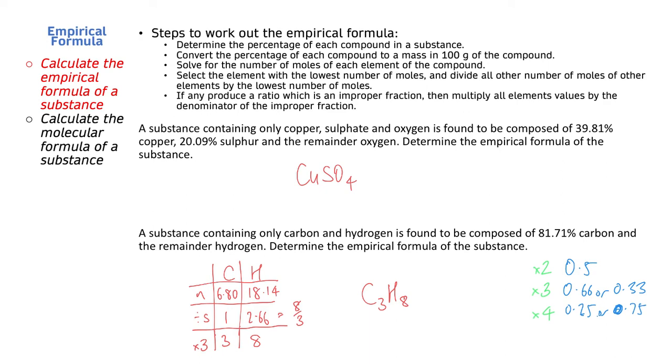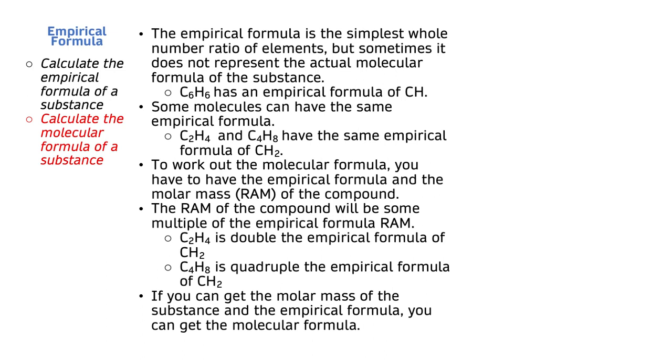All right, next, so the empirical formula is the simplest whole number ratio of elements, so that's what we just solved. But sometimes it does not represent the actual molecular formula. Okay, so for example, C6H6 has an empirical formula of CH. Okay, and some molecules can even have the same empirical formula, like C2H4 and C4H8 have the same empirical formula of CH2. So empirical formula is useful, but it doesn't represent the actual molecular formula of a substance.